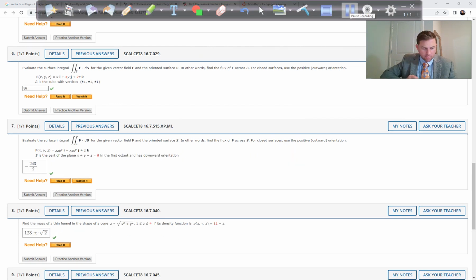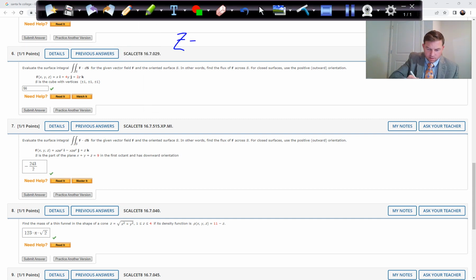Okay, in problem 8, we have a mass problem. This is the mass of a thin funnel in the shape of a cone, z equals the square root of x squared plus y squared, where z is going to vary between 1 and 4. And then it gives us a density function, rho of x, y, z, equal to 11 minus z.